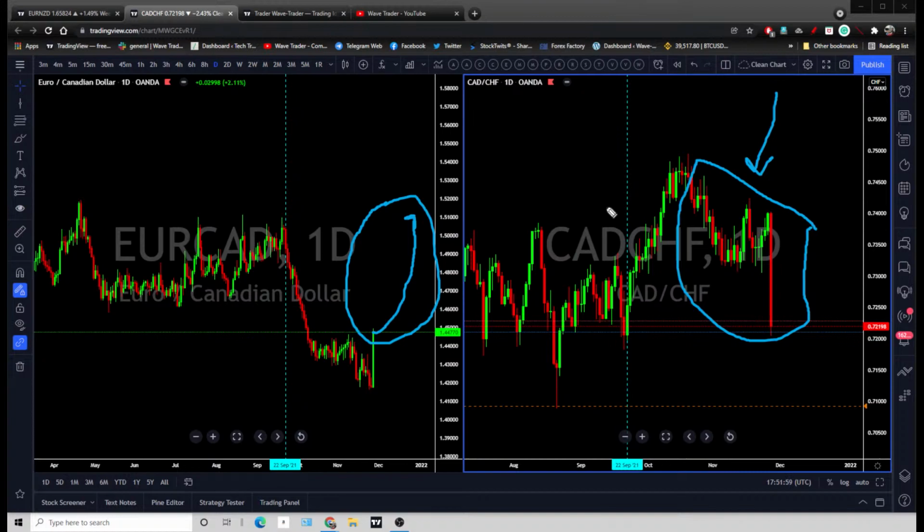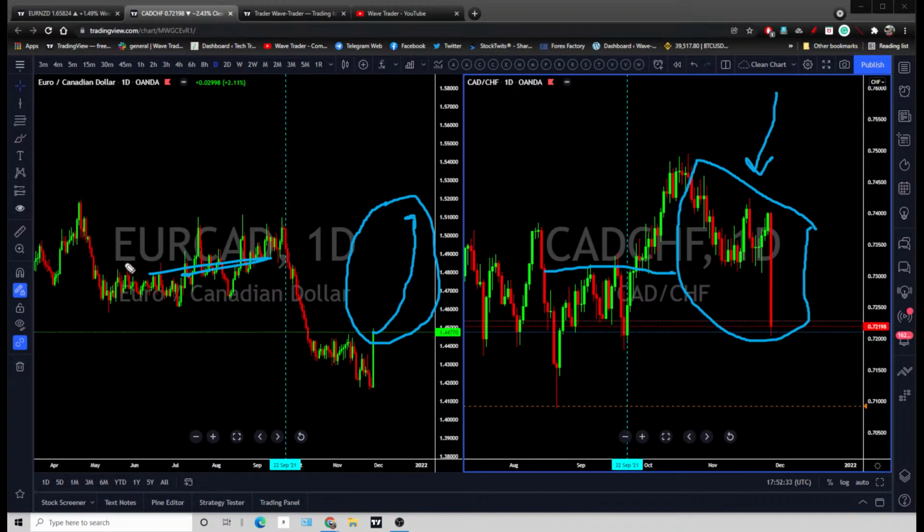I need to tell you another thing here. CAD Chief and Euro CAD both move opposite. When CAD Chief is falling, you're going to see Euro CAD go higher. When Euro CAD is falling, you're going to see CAD Chief go higher. Again, the logic behind that is very simple. It's the logic I used earlier for the risk on and risk off moves for the yen pairs, and that applies here too.